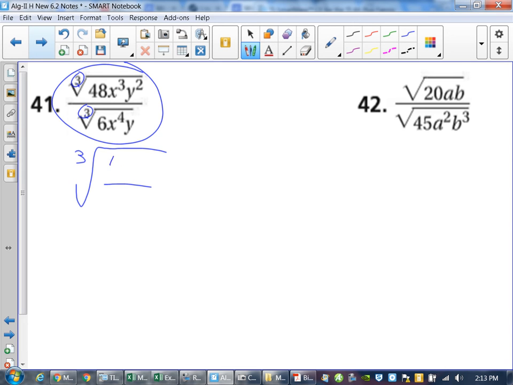So you have a 48x cubed y squared and a 6x to the 4th and y. So now you do just like you did before. Simplify each part. What's 48 divided by 6? 8. And then you play the game of war. Who wins? X cubed or x to the 4th? So that stays at the bottom. Who wins? Y squared or y?